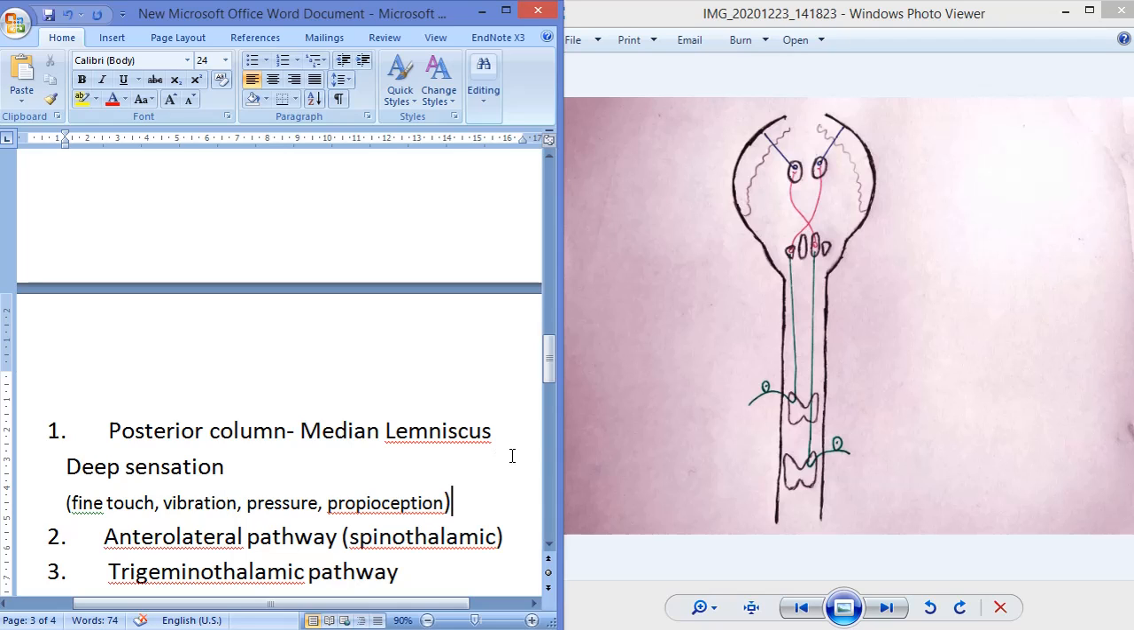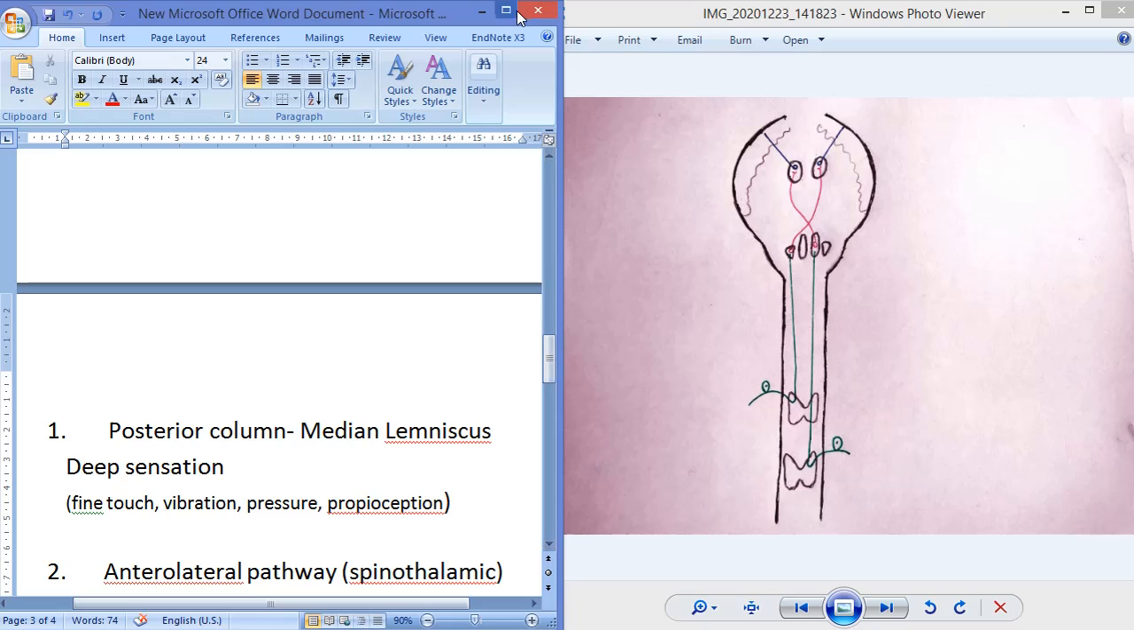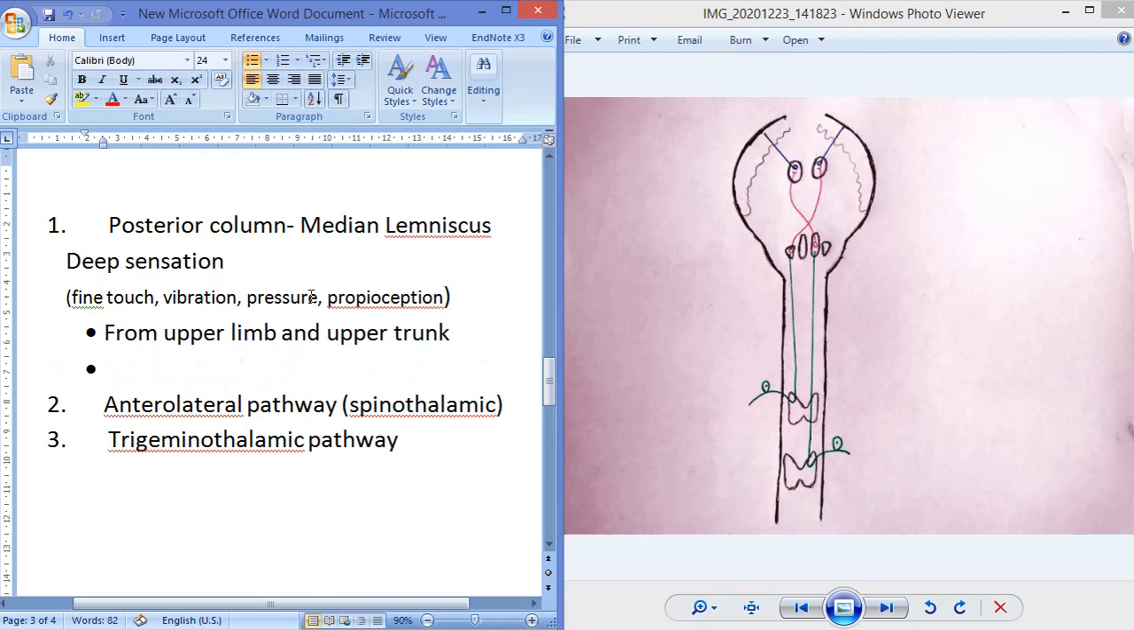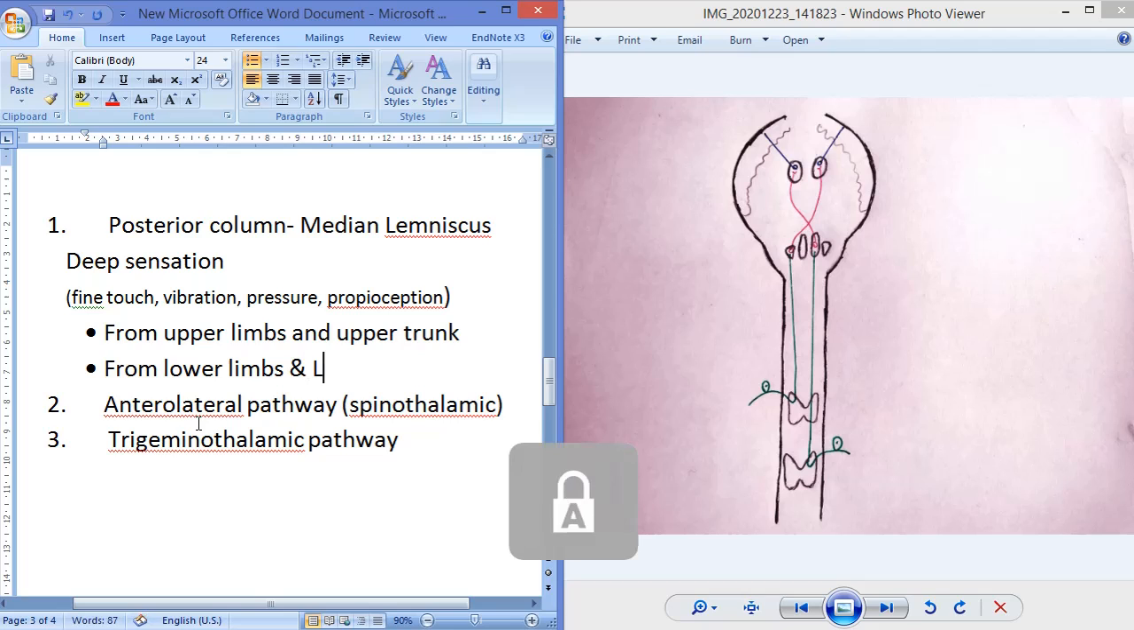The first order neurons of this pathway, the first order neurons of the posterior column medial lemniscus pathway, are of two types. They may be from the upper limb and upper trunk, including the neck and including the posterior head. The second type of first order neuron over here carries impulses from the lower limb and lower trunk.